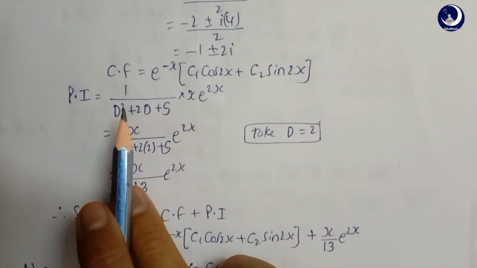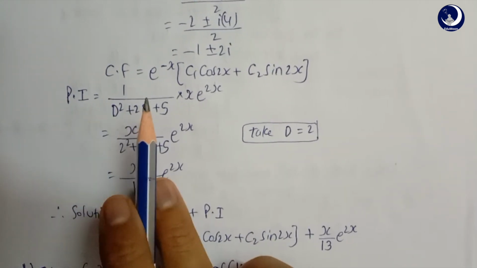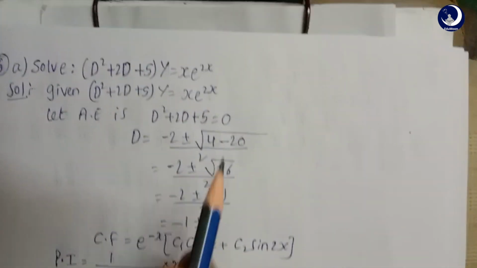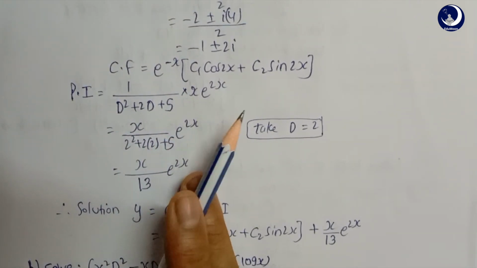Now coming to the particular integral. Particular integral means 1 by f of d into the function. The given function is x into e power 2x. That's why I took 1 by d square plus 2d plus 5 into x into e power 2x.